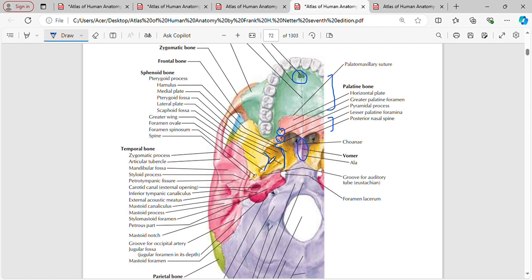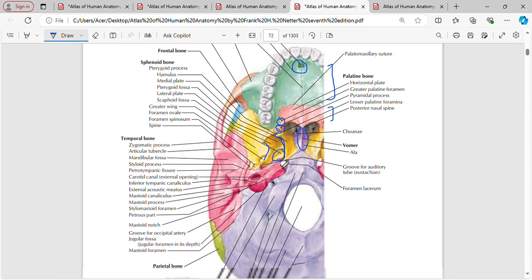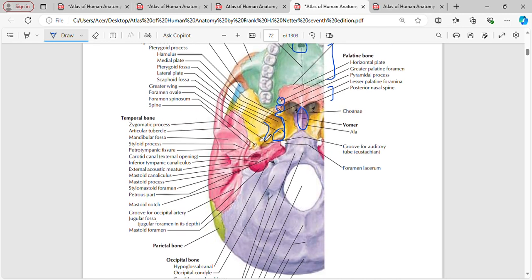Between here, we can see the medial pterygoid plate and the lateral pterygoid plate, and there is the presence of the scaphoid fossa. This entire fossa is called the scaphoid fossa, right? And after that, if you can see, in the greater wing of the sphenoid there is also the presence of two foramina, that is actually the foramen ovale and the foramen spinosum, right?